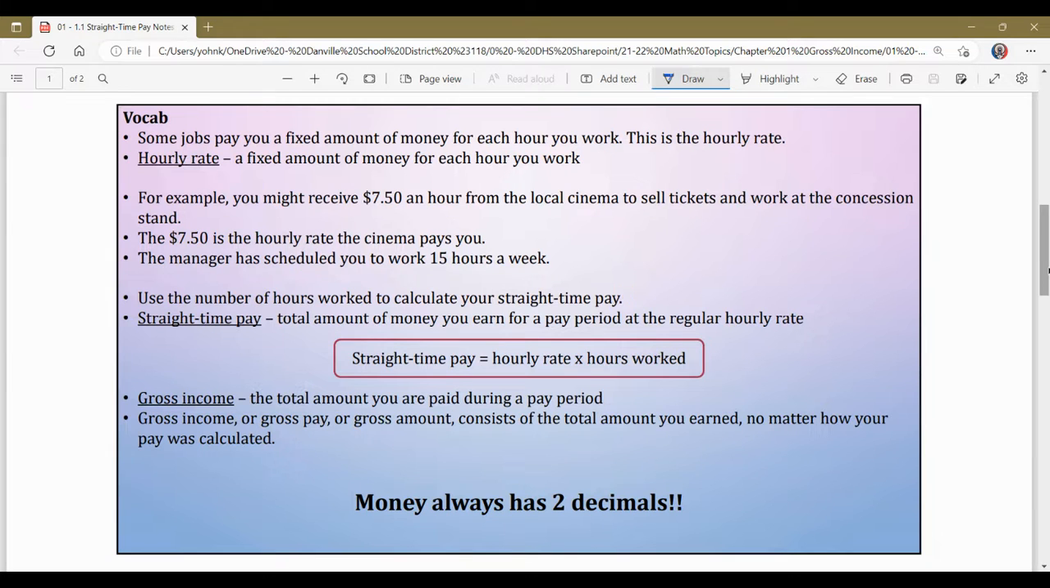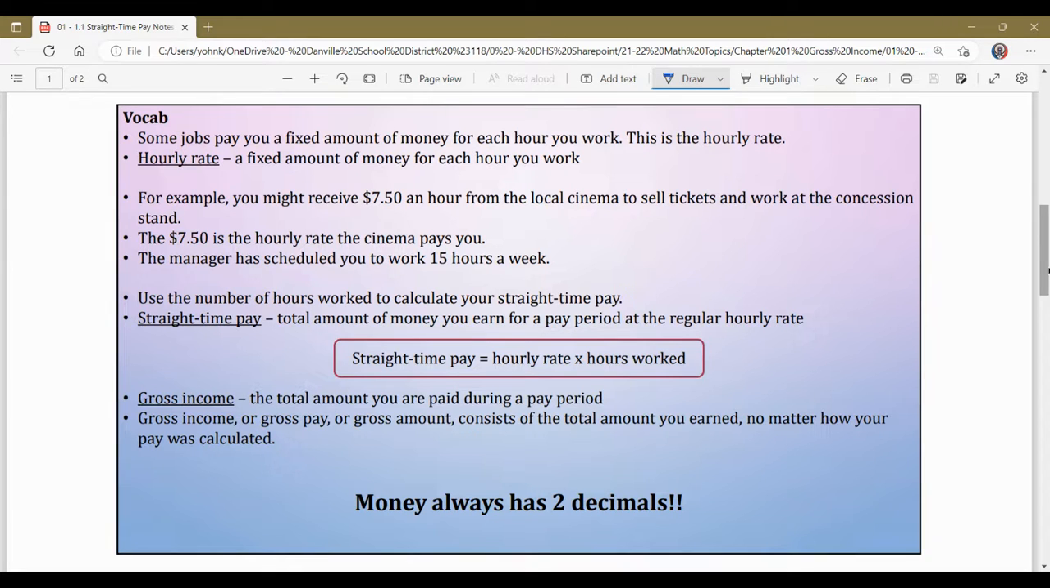For example, you might receive $7.50 an hour from the local cinema to sell tickets and work at the concession stand. Well, that $7.50 is the hourly rate the cinema pays you. The manager can schedule you to work 15 hours, 40 hours, 37 and a half hours. It doesn't matter. But you can use the number of hours that you worked to calculate your straight time pay.